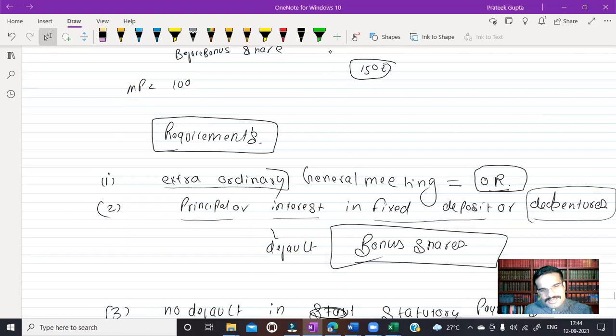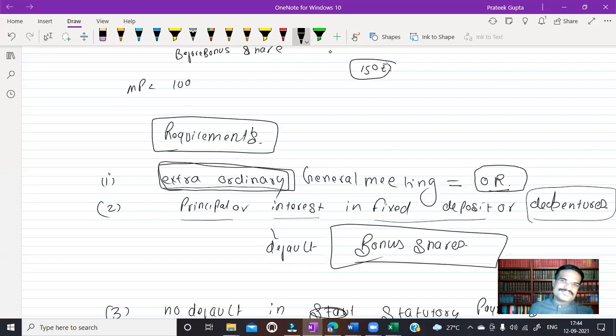To issue the bonus shares also, we have to pass the ordinary resolution. That is why we will conduct the extraordinary general meeting. Understood?